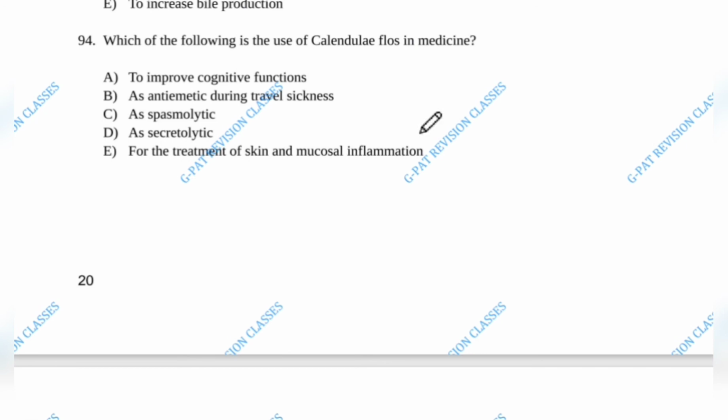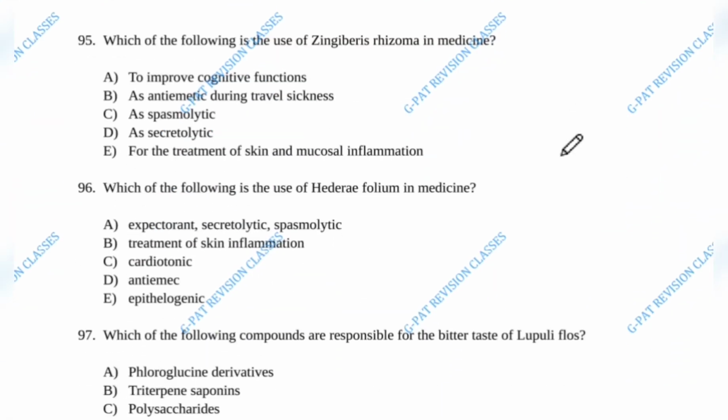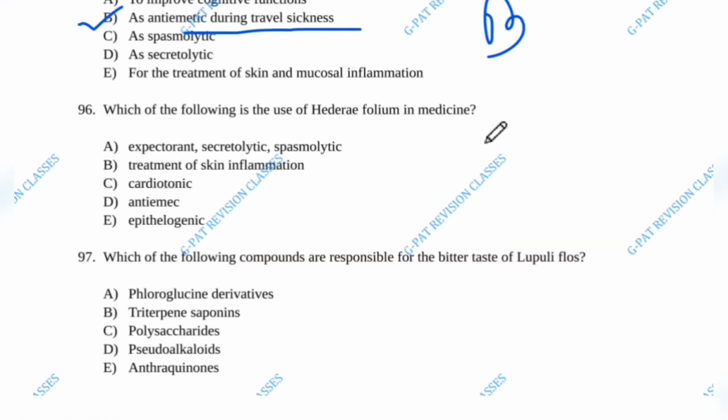Which of the following is the use of Glandulosus flos in medicine? The answer is E. For the treatment of skin and mucosal inflammation. Okay. Next is question number 95. Which of the following is the use of Zingiberis rhizoma in medicine? The answer is B. An antiemetic during travel sickness. Next is question number 96.